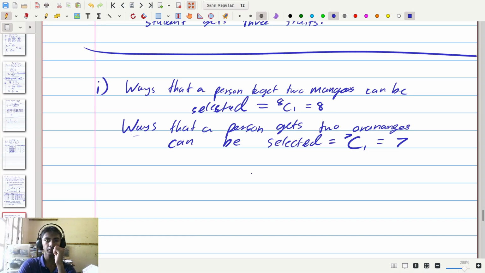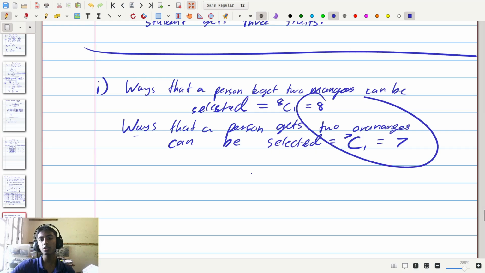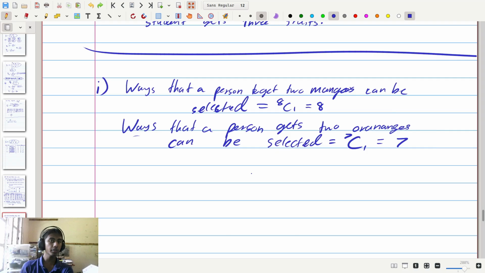So now since these 2 events are independent of each other, the different ways that we can choose one guy to get the 2 oranges and the other guy to get the 2 mangoes is going to be 8 times 7. But now that we've done this choice, we have 6 people left over. These 6 people need to be given oranges and mangoes.